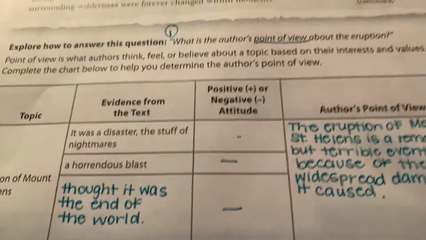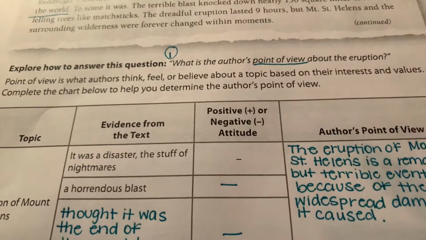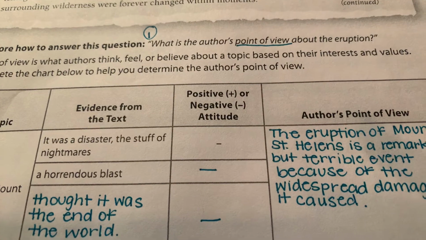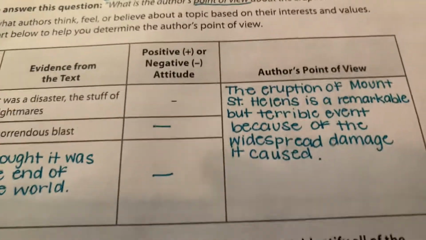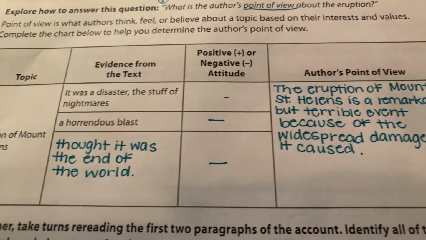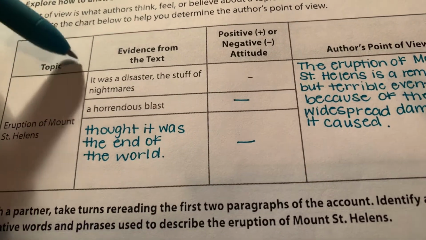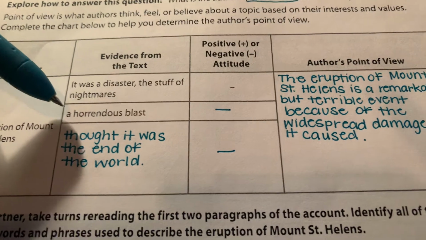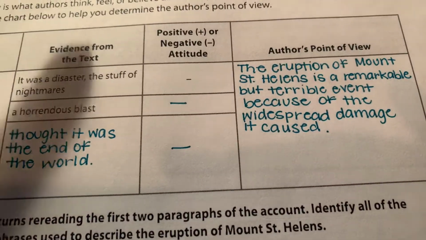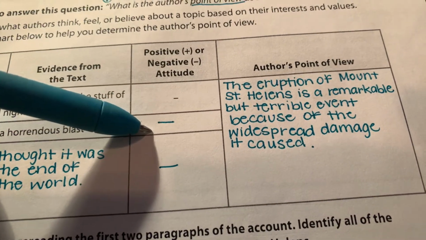So what is the author's point of view about the eruption? Our first piece of text evidence is that it was a disaster, the stuff that nightmares are made of. Well, to me, that sounds really negative. So I put a negative sign there because our attitude towards it is negative. The next piece of evidence I have is a horrendous blast. And horrendous means something that's awful, terrifying, scary. And again, I thought that that was a negative attitude, so I put another negative down here.